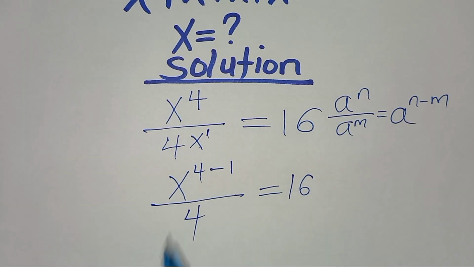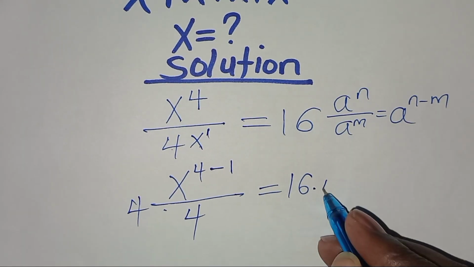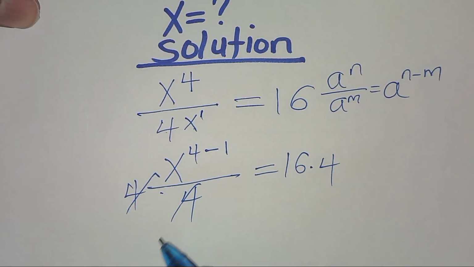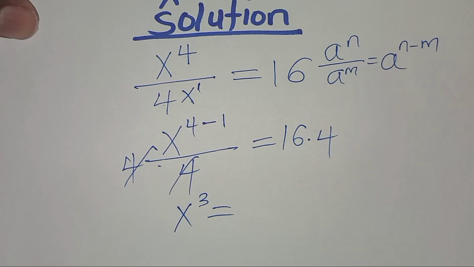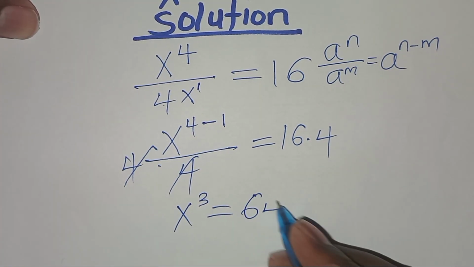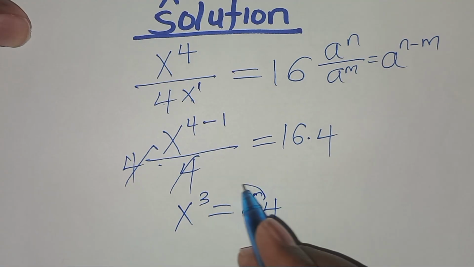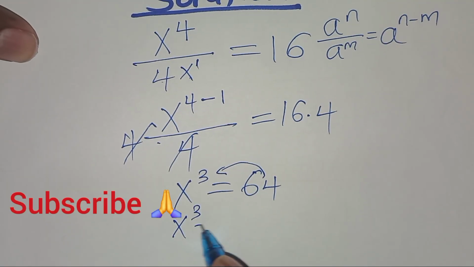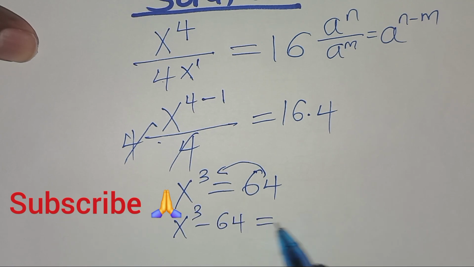So let's multiply both sides by 4. So that now here we have x to power 4 minus 1, this is 3. This is equal to 16 times 4, which is basically equal to 64. So let's take 64 to the left hand side. Here we'll have x to power 3, subtract 64, this is equal to 0.